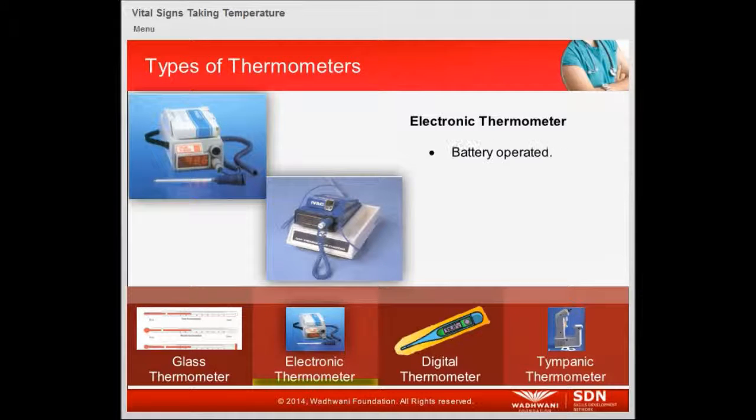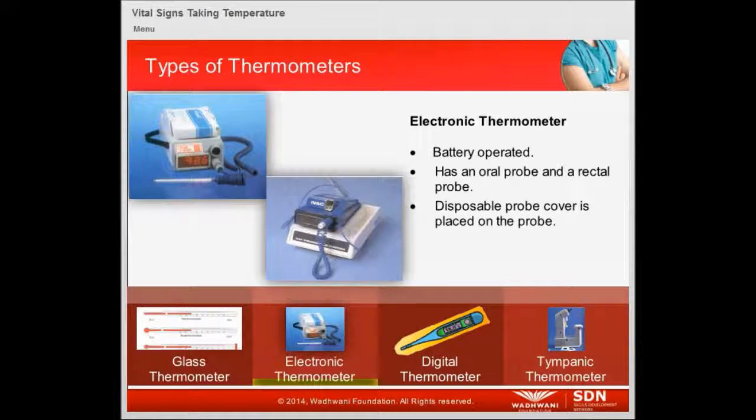Electronic thermometers are battery operated. It has an oral probe and a rectal probe. While using an electronic thermometer, a disposable probe cover is placed on the probe. The temperature registers in about 30 seconds.